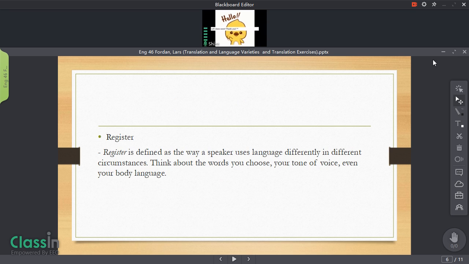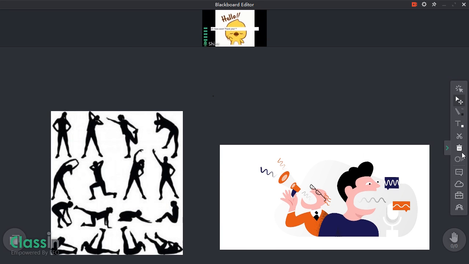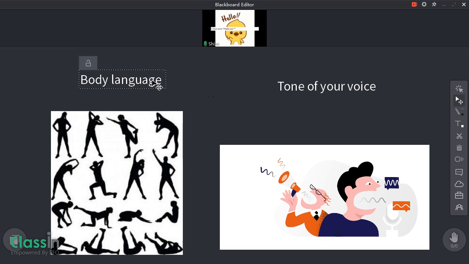Next, we have register. Register is defined as a way a speaker uses language differently in different circumstances. Think about the words you choose, your tone of voice, and even your body language. You need to consider these two things. It can be shown by the tone of your voice or your body language.